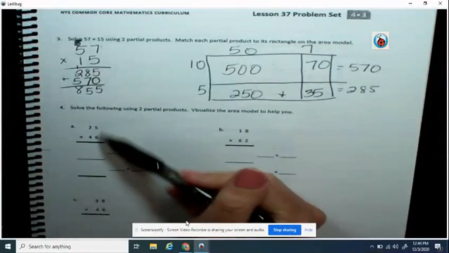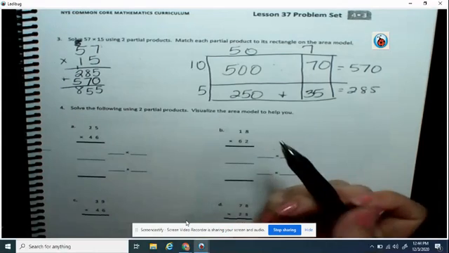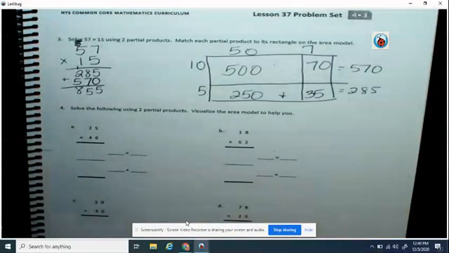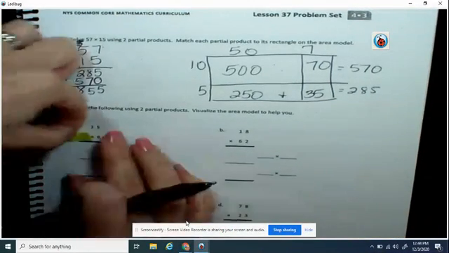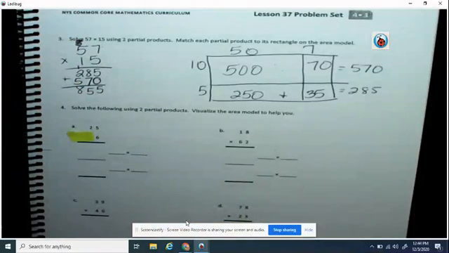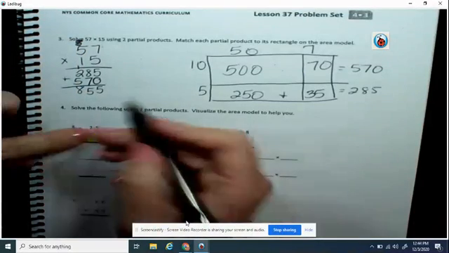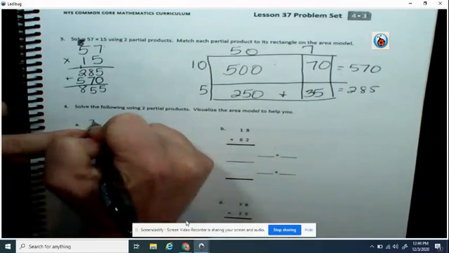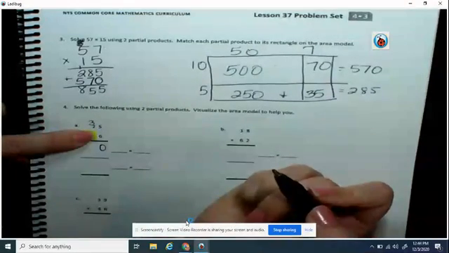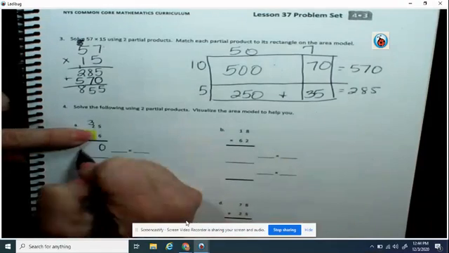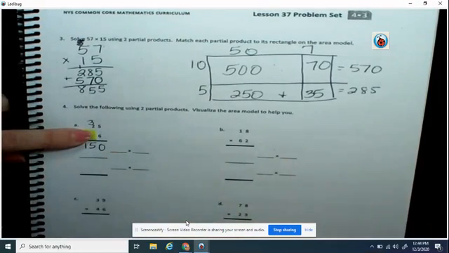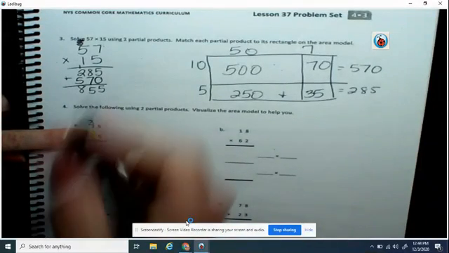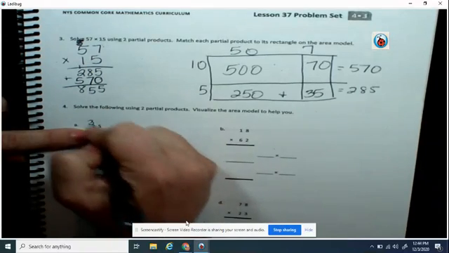So I have 25 times 6. I don't have room for the area model here, so we're just going to multiply by 10 and cover up the 10. 5 times 6 is 30. Put the 0 here, put the 3 on top. 2 times 6 is 12, 13, 14, 15. So it's 150. I'm done with my ones place.